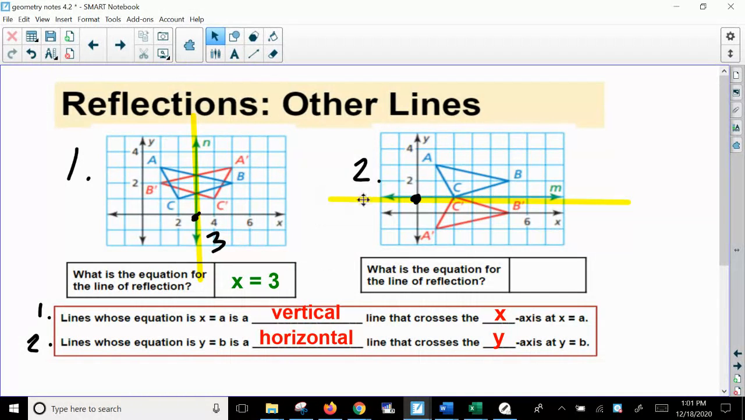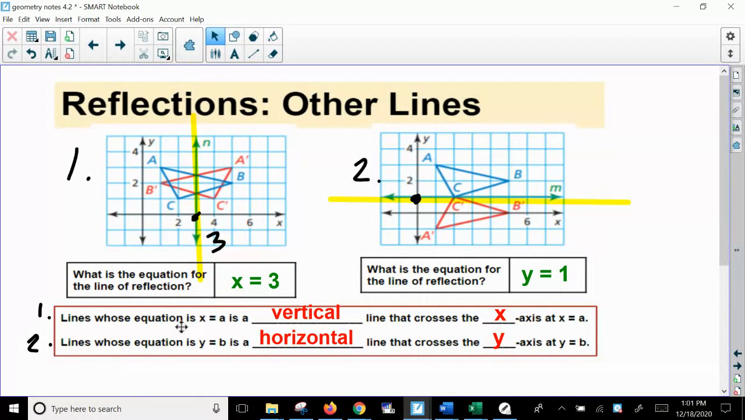For this horizontal line for number 2, that line crosses the y-axis at positive 1, and every point on the line has a y value of 1. This point is (0, 1). Over here you've got (1, 1), (2, 1), (3, 1), (4, 1). Over here you've got (negative 2, 1), etc. So that equation is y equals 1 for this line.